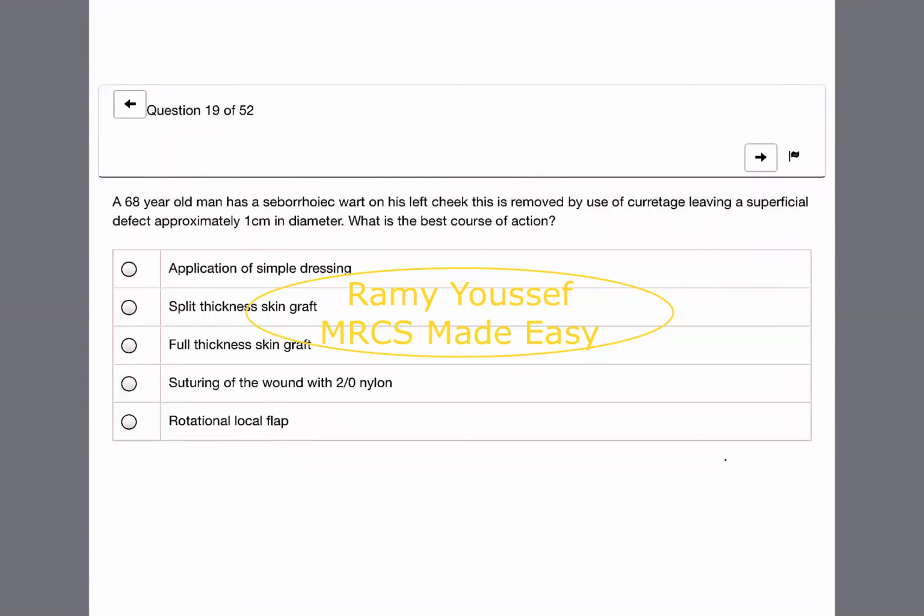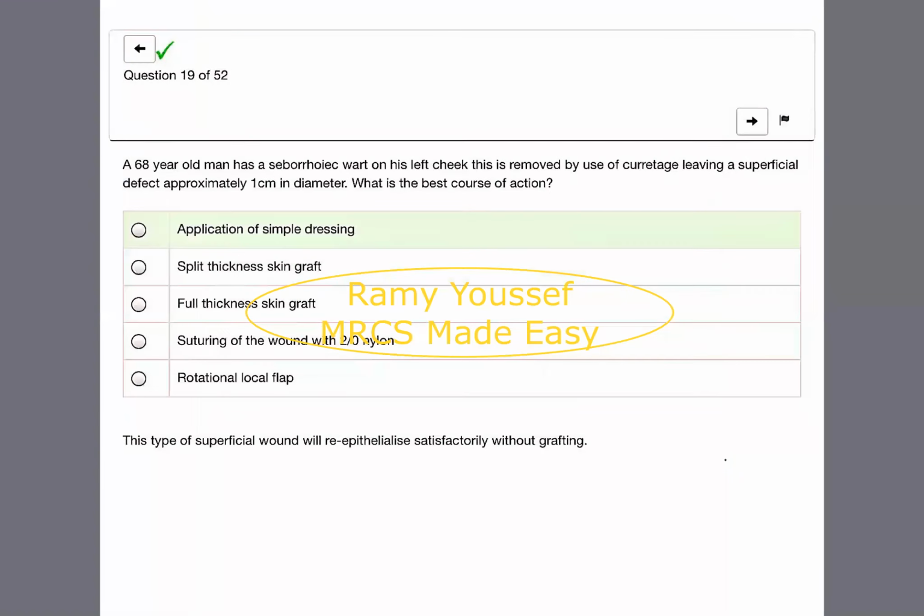You have a seborrheic wart and you removed it using curettage. You just shave it. So simple dressing. Yes. The seborrheic wart, you make shaving. It is superficial, so re-epithelialization will happen. And this is just 1 centimeter, so regular and normal re-epithelialization will happen for this patient. You didn't remove any part of the skin, you just shave the wart. So it will be just application of a simple dressing.